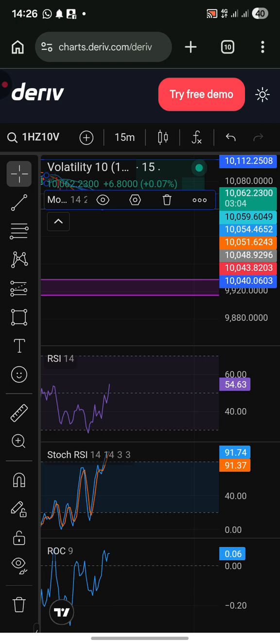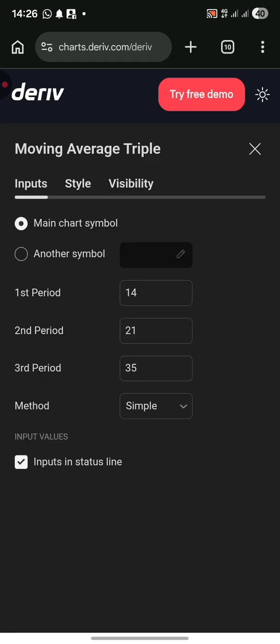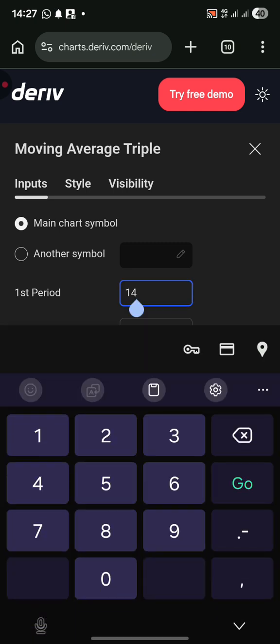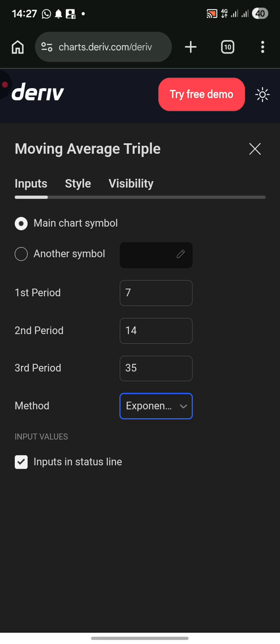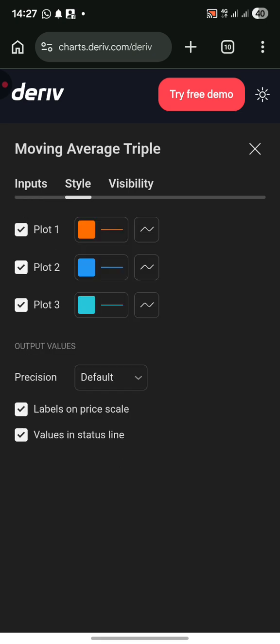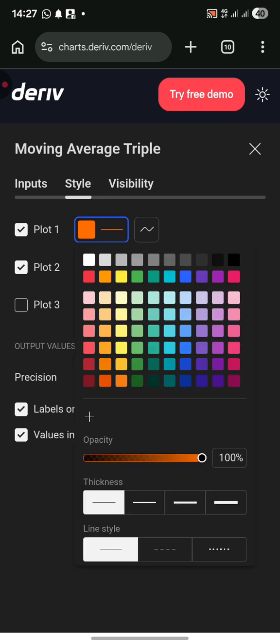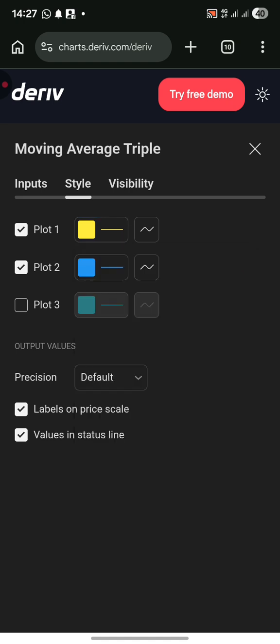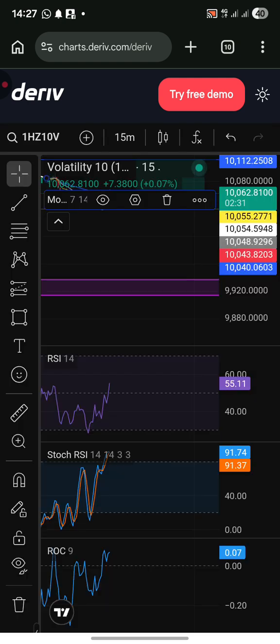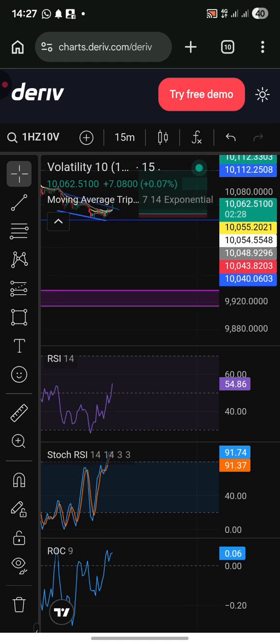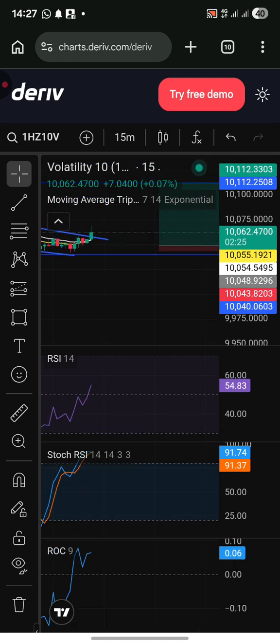So this is the setting of my triple moving average. First period you put 7, the second one you put 14, then change it to exponential, then here you remove this point, and here you change the color to give you the best confirmation marking, so we can use that color. Then you go back, at least you can see here.